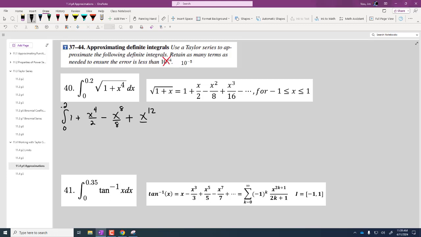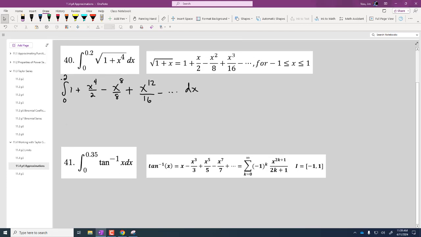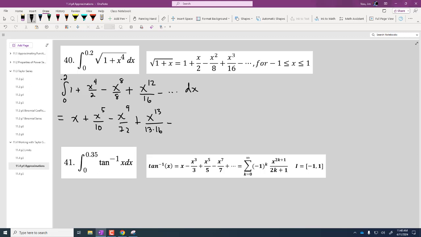Right, big trouble. It's a good thing I have a red pen. Okay, so that's a heck of a lot easier. This you don't know how to integrate. We don't have a technique to integrate that. I mean, maybe we could do some weird trig sub, but it's not an obvious technique for sure. But now we can integrate term by term. This is x to the 5 over 10. This is x to the 9 over 72. This is x to the 13 over 13 times 16. This goes from 0 to 0.2.